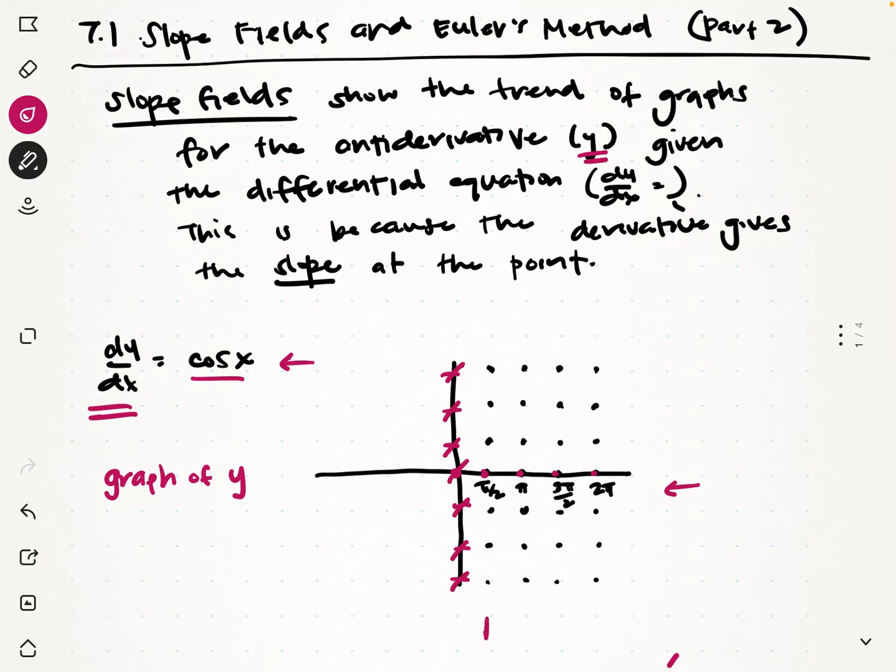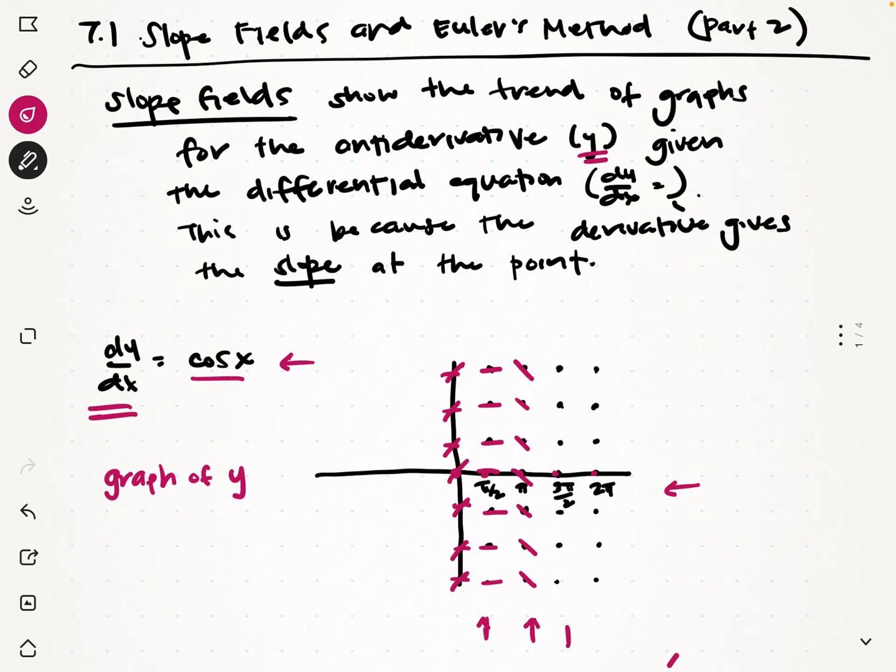Okay, then we'll move on to the next one. Our x is pi/2. Cosine at pi/2 is going to be 0, so we're going to draw 0 slopes for all these points. Then we're going to go over to pi. Cosine at pi is going to be -1, so we're going to draw a -1 slope through each of these points.